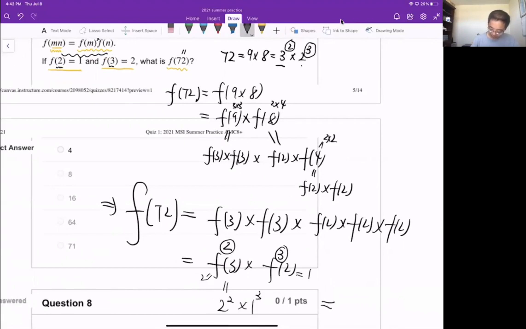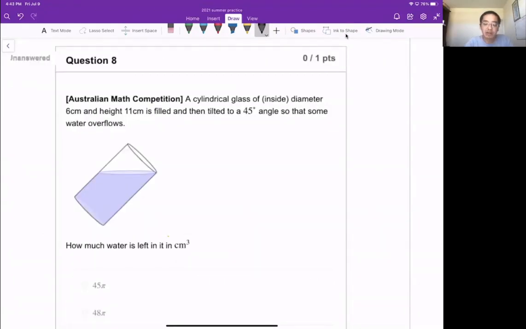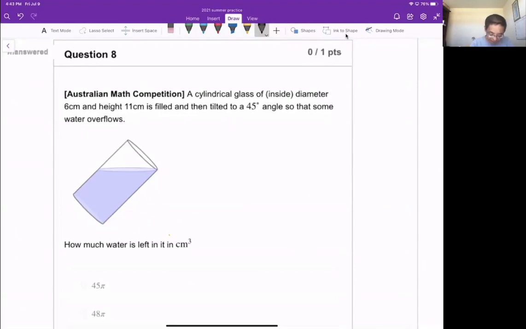Now if you combine those things together, we just get the answer: the square, that is 4. Question number 8. The problem says a cylindrical glass of diameter 6 centimeters and height 11 centimeters is filled and then tilted to 45 degrees. Okay, so let's say this is the ground, and it's tilted to 45 degrees and some water overflows. So how much water is left in it in terms of cubic centimeters?